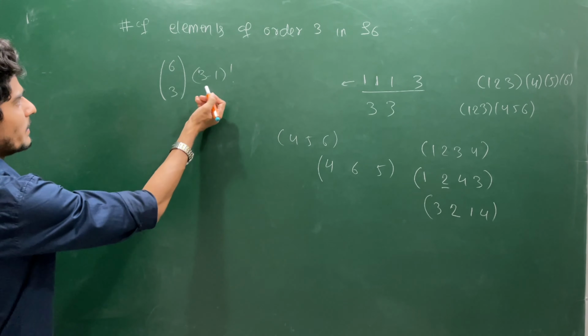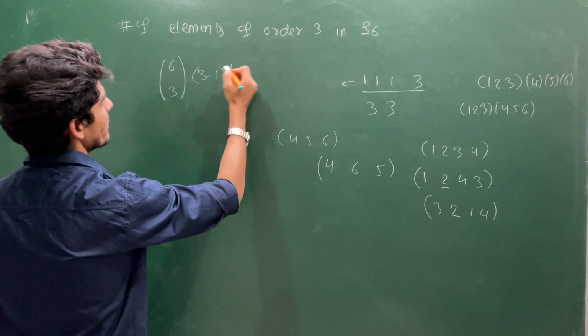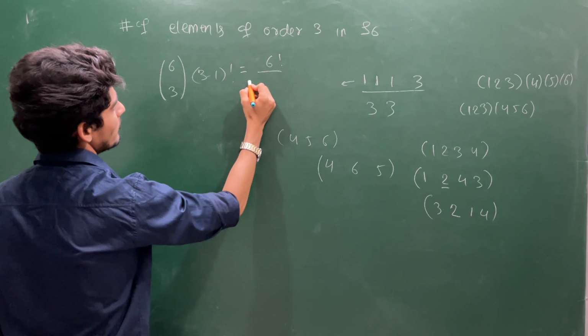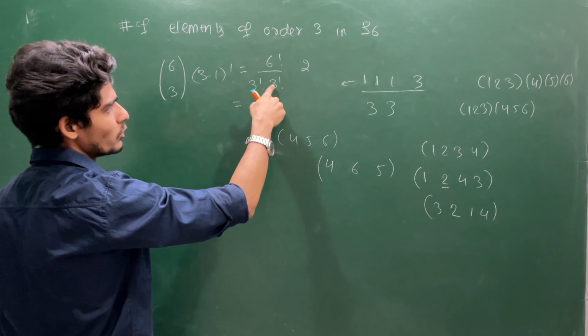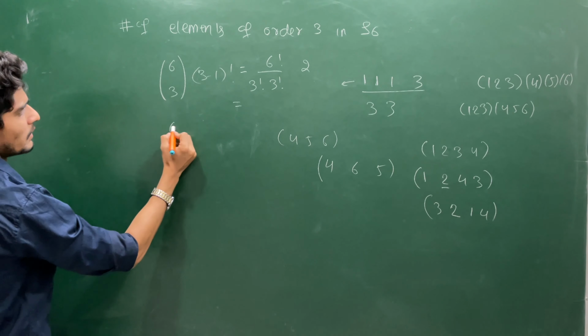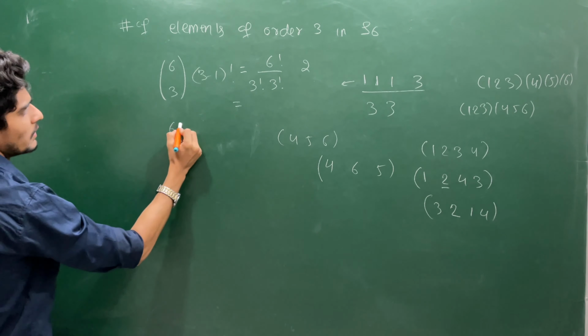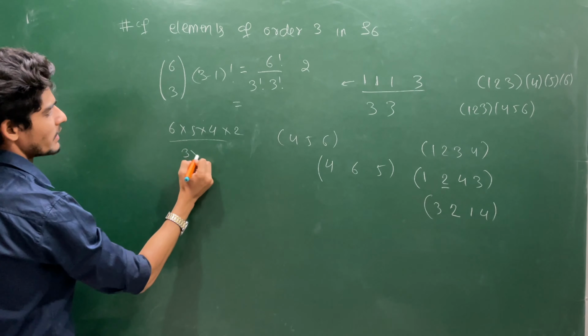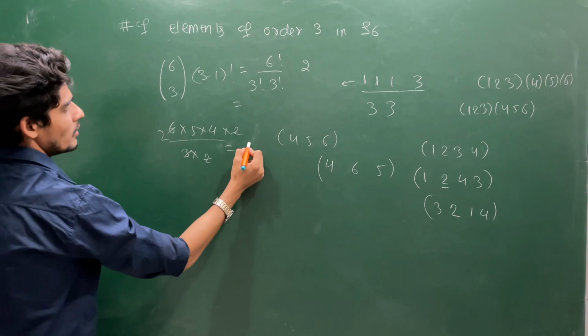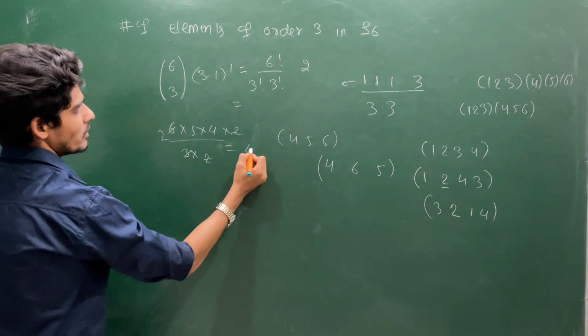So how many elements are there? You can count. There will be 6 factorial upon 3 factorial into 3. Okay, let me write explicitly: 6 into 5 into 4, into 2, and this is 3 into 2. So this will get cancelled out. This will give you 2. So this will give you 40 elements of such form.